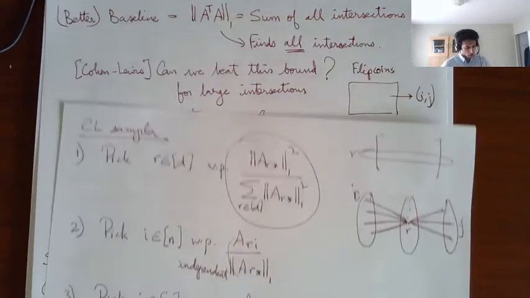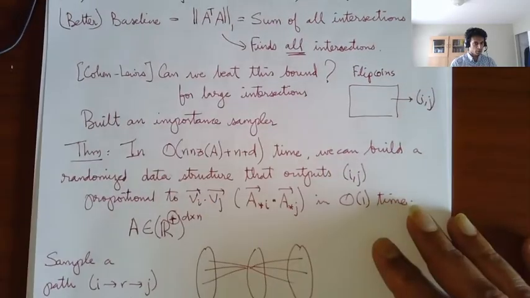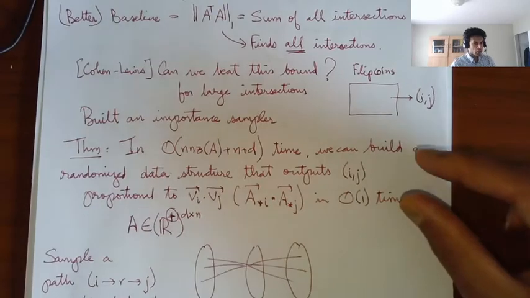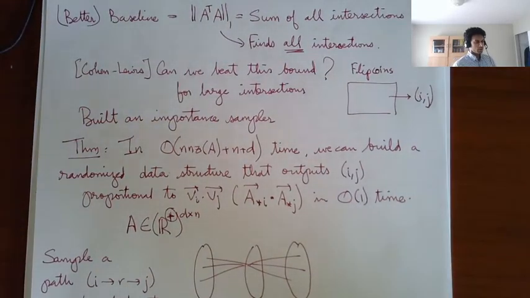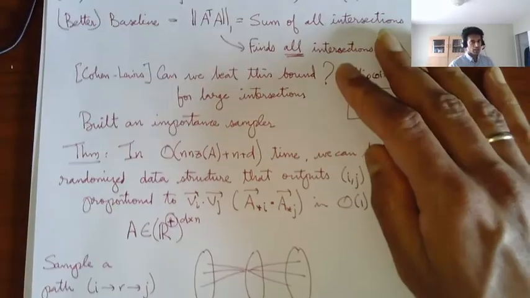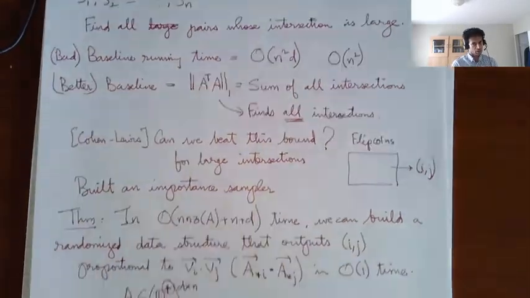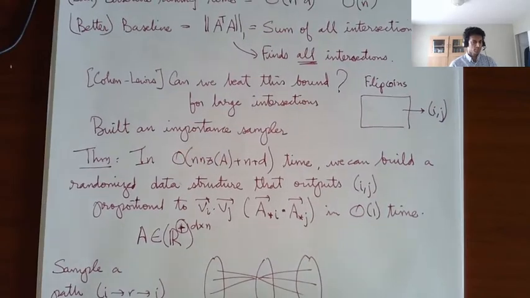Okay? So any questions about this theorem? As long as this is now clear to everyone, I can continue with the next analysis, which is really how we're going to find all the intersections that are large.